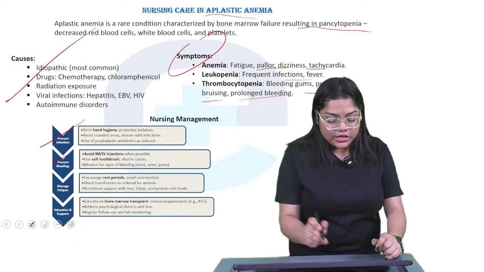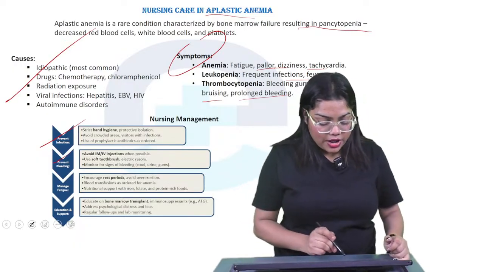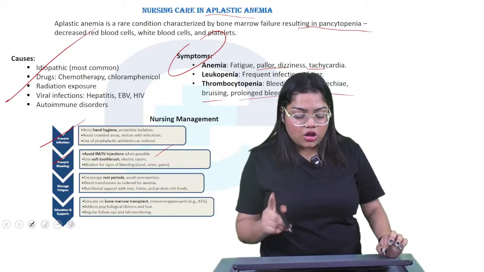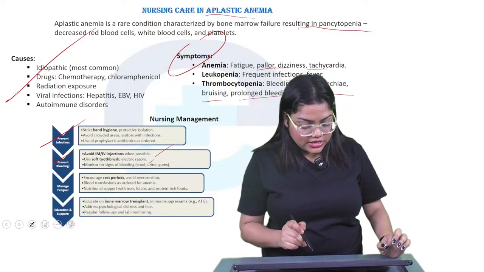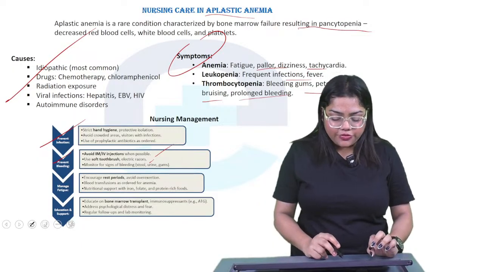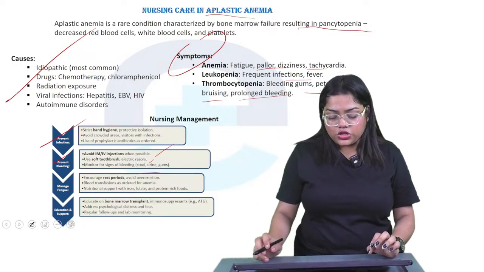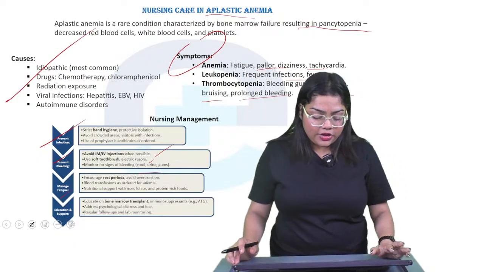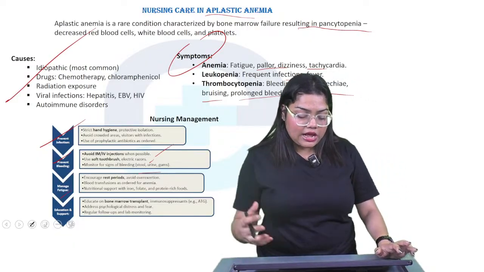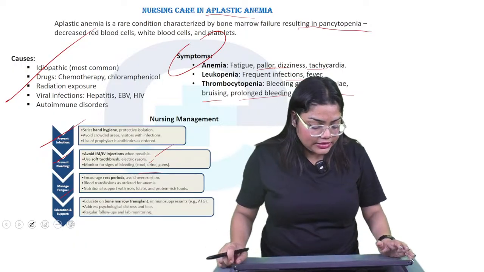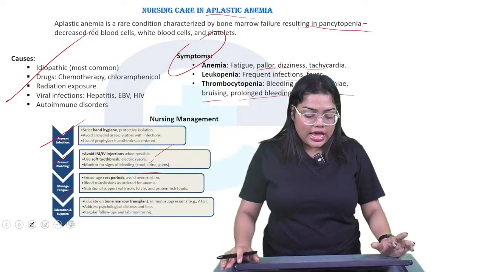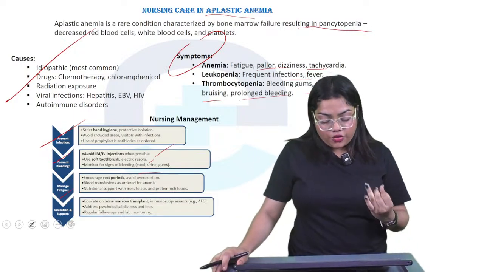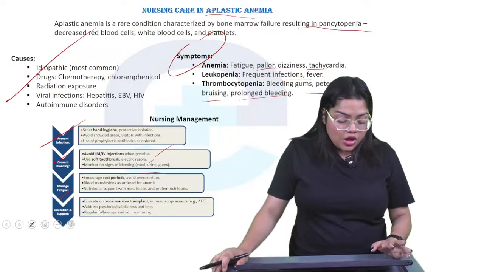Then prevent the bleeding. To prevent the bleeding, we can avoid IV and IM injections when possible. Use a soft toothbrush and electric razors. Then monitor for signs of bleeding in the stool, urine and gums. Then manage the fatigue. To manage the fatigue, we have to encourage rest periods and avoid overextension. Then blood transfusion as ordered for the anemia. Nutritional support such as giving iron, folate and protein rich food.